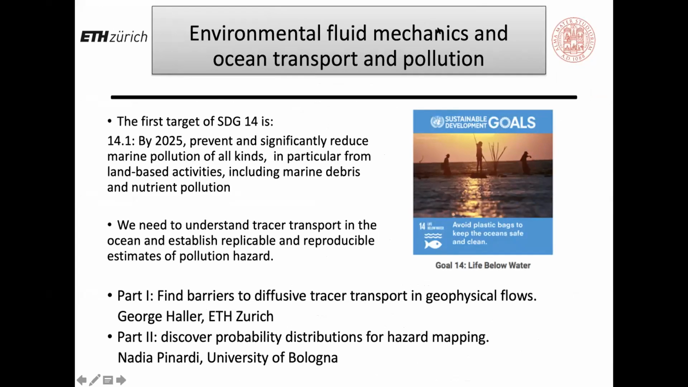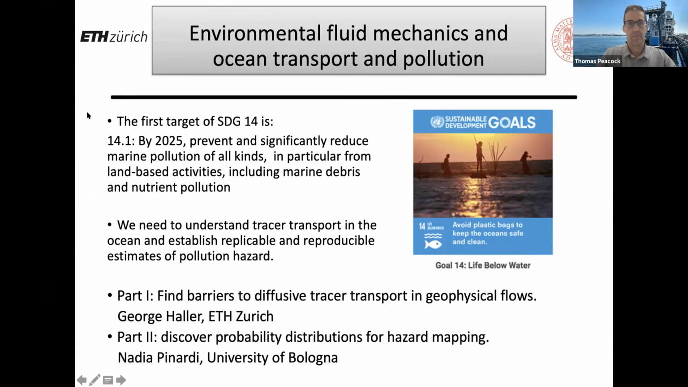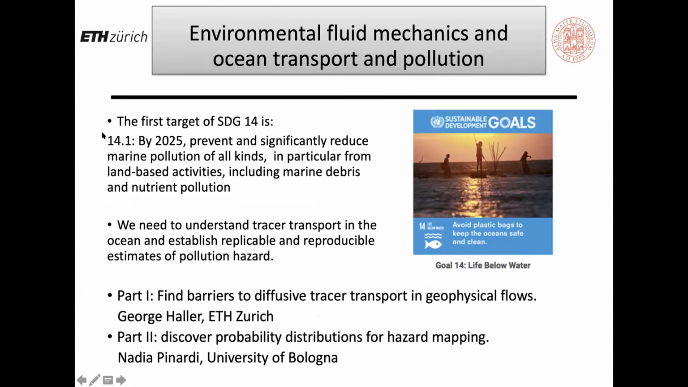So here we go, in a field that is rather crucial in these years: fighting against pollution in the ocean, which is becoming a really serious issue, and that by 2025, unfortunately, it was thought to be decreased for both marine debris and nutrient pollution.